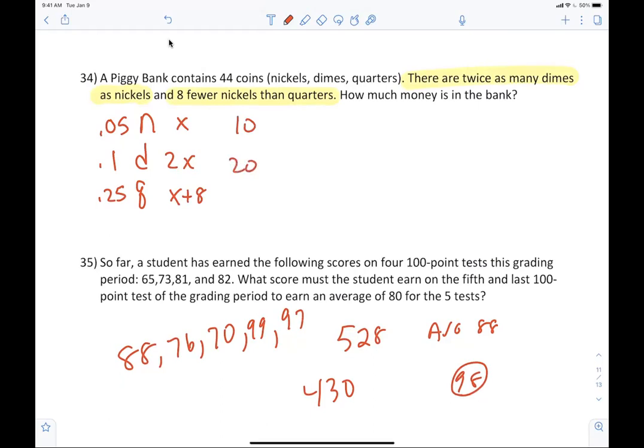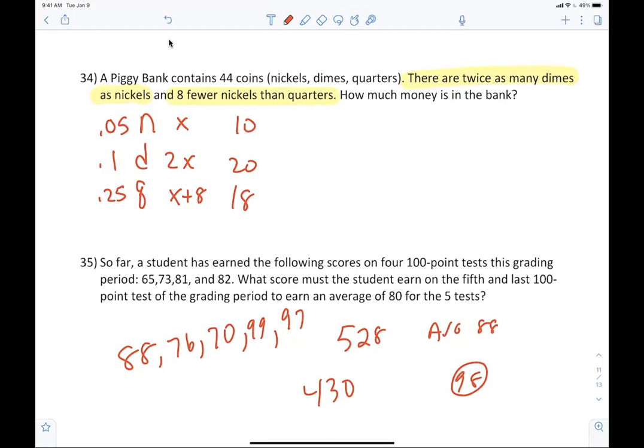Then I read it again and I said, okay, there are eight fewer nickels than quarters. That means the quarters would have to be what? That means the quarters would have to be 18. That's what I'm trying to teach some of you. All right, I'm with you, trust me. Some people just see things better.